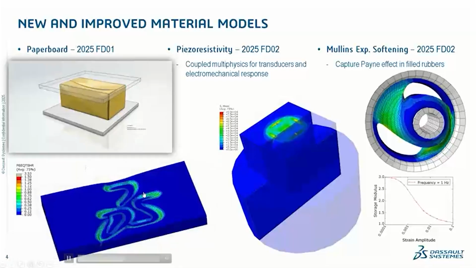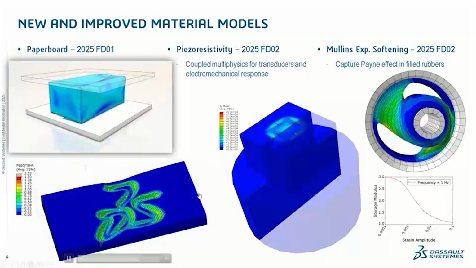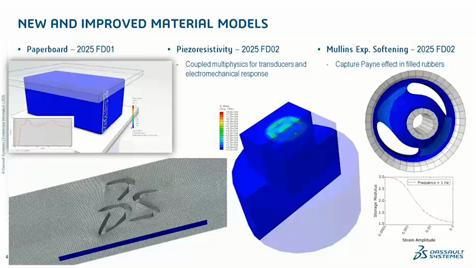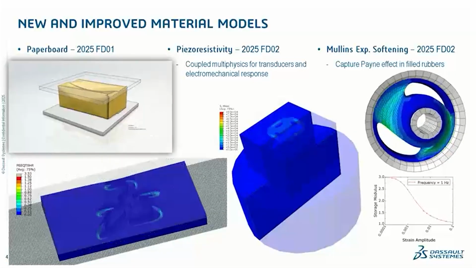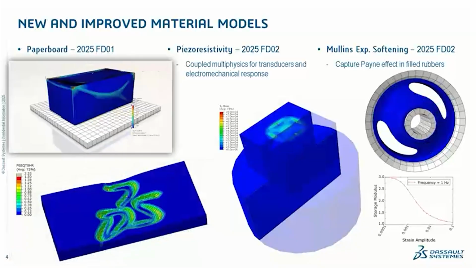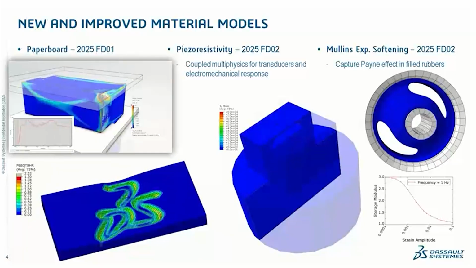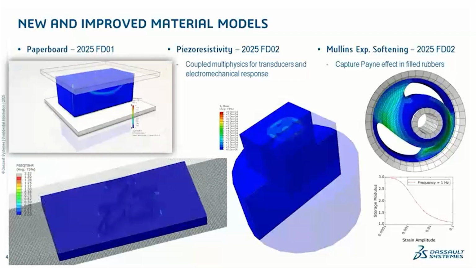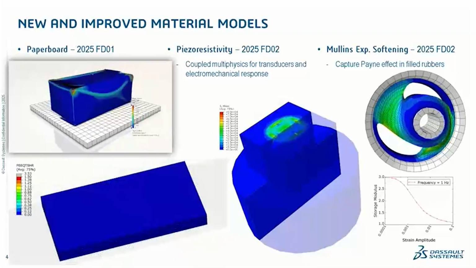So here, as you can see, this is the cardboard corrugation, and that's the Dassault Systèmes logo, by the way, in the paperboard material. So now we can model that. This was available with user subroutines, but it is now embedded into the standalone material definition. So that's our paperboard.